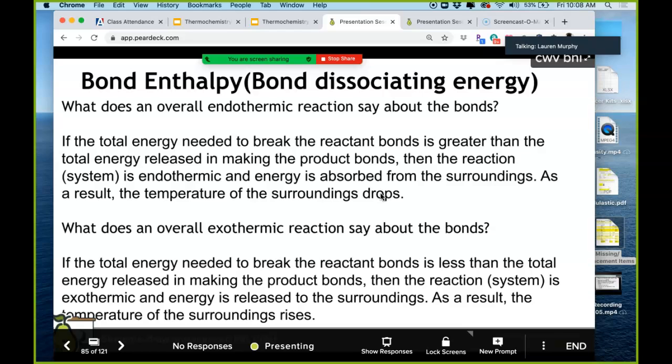So what does exothermic mean for bonds? Well, if more energy is released from the formation of bonds than you had to put in to break the bonds, then the overall process is exothermic. And if heat is released to the surroundings, it will feel hot to us.